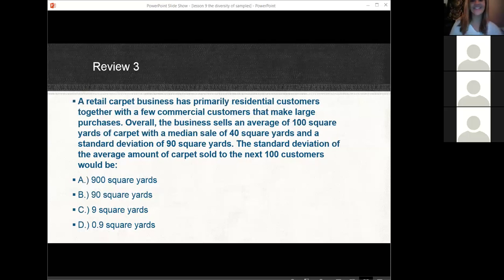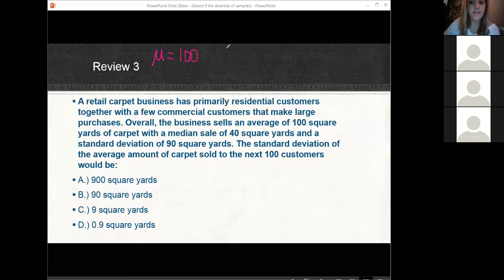All right, let's write this one out. What I do whenever I do a problem is I like to make sure that it's organized, so I have all the different numbers that are in this big paragraph. You don't want it to trip you up that it's a big paragraph. You want to look at what the different values are that they're giving you. So we have a retail carpet business with primarily residential customers and a few commercial customers who make large purchases. Here we get into some of our values. The business sells an average of 100 square yards of carpet, so this is our average: mu is equal to 100 square yards of carpet.